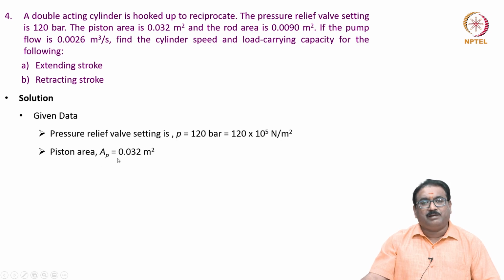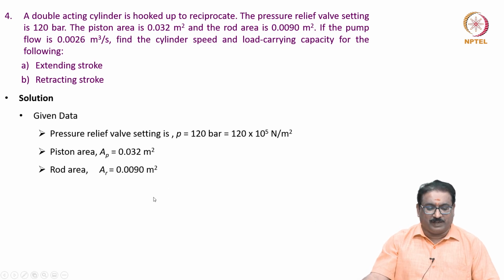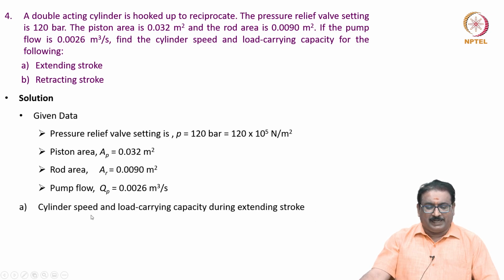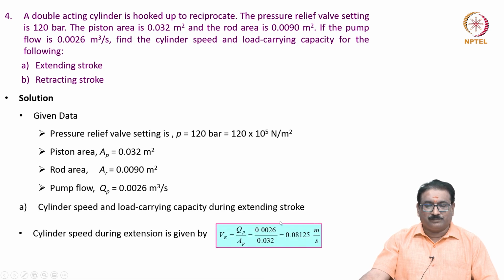Now, the piston area is given in meter square, no need to worry, and rod area is also given in meter square, because I am choosing Newton per meter square, all units should be the same. Please remember, friends. Then pump flow QP equals 0.0026 m³ per second, all in the same unit. You will see, friends, cylinder speed and load carrying capacity during the extending stroke.